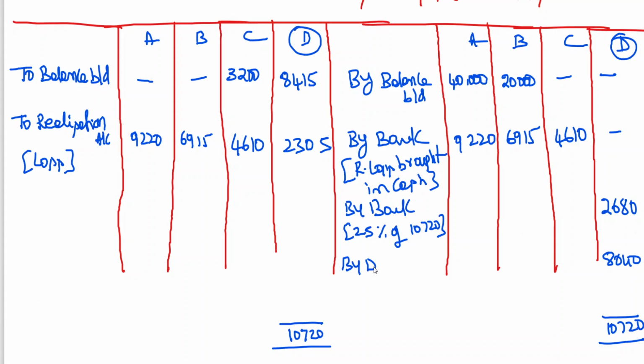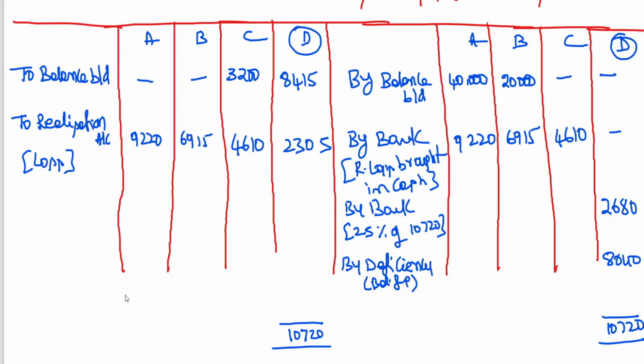Deficiency account. Or you can write directly to the solvent partners' accounts, A and B also. But here, whichever is convenient, you can decide. You can directly write the entry to A and B also. Okay, 8,040. This is completed.